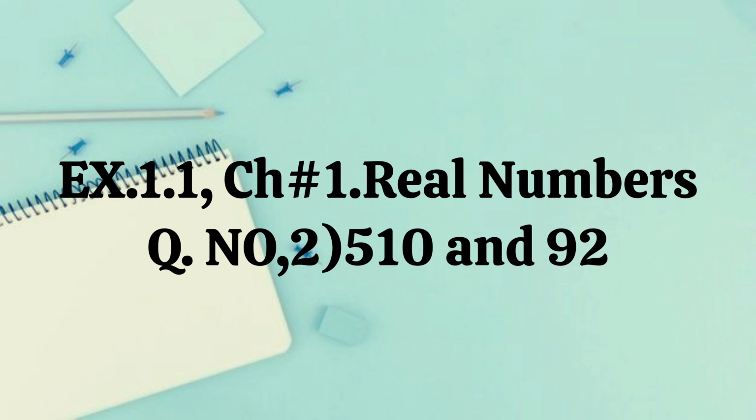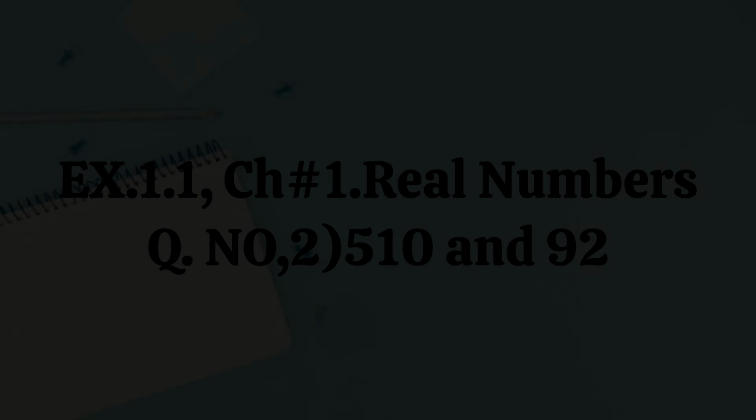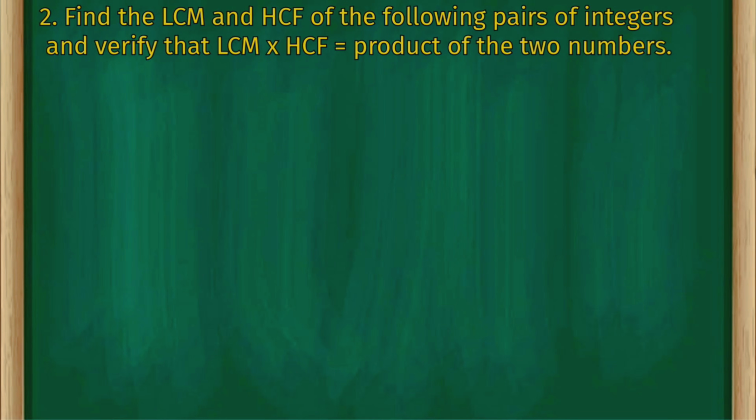In today's video, let us solve the second question of exercise number 1.1 of chapter number 1, real numbers of class 10. So the second question is, find the LCM and HCF of the following pairs of integers and verify that LCM into HCF is equal to the product of the two numbers. In this question we are solving the second one today, that is 510 and 92.